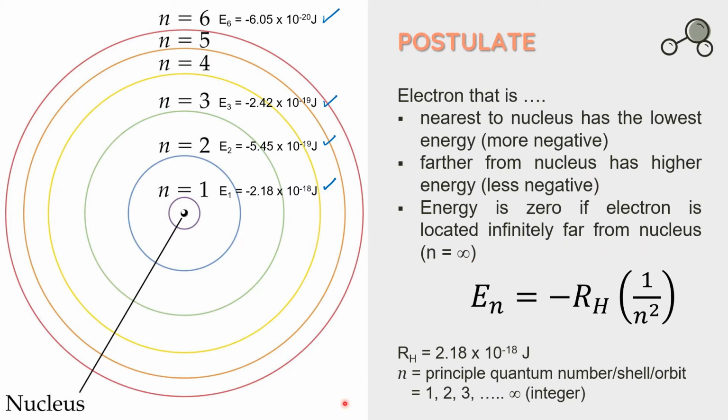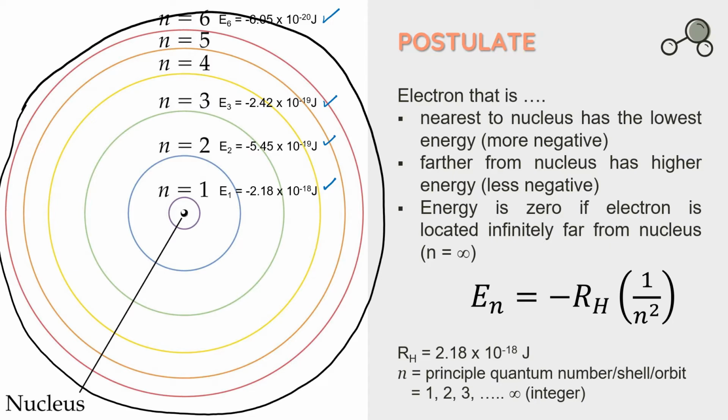So where is the n infinity? n infinity can be assumed to be at the outermost orbital or orbit. So in order to calculate the energy of the electron at the infinity orbit, you may substitute n with infinity. So E infinity equals negative RH times 1 over infinity squared. You will get an energy value of 0.